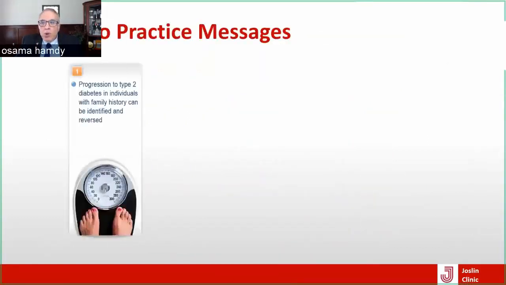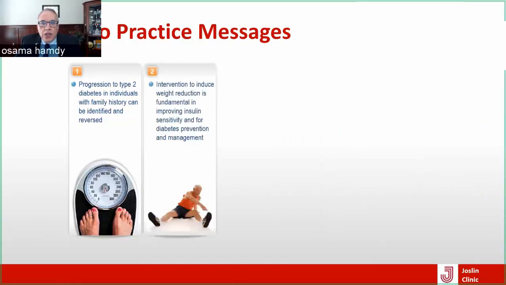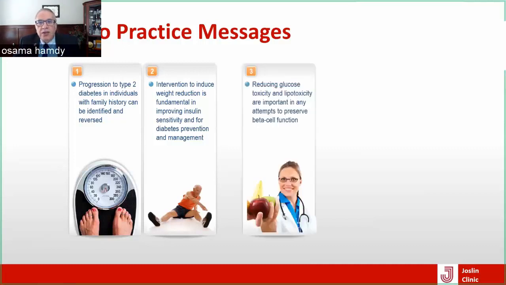Number 1, progression to type 2 diabetes takes many steps in someone with family history, and this can be reversed in most instances. And intervention to induce weight reduction is fundamental in improving insulin sensitivity. As I mentioned, 7% weight loss improves insulin sensitivity by 57%. Even 3% weight loss may be enough to prevent diabetes. So 3%, not even 5 or 7%. A very small amount of weight loss can be very effective.